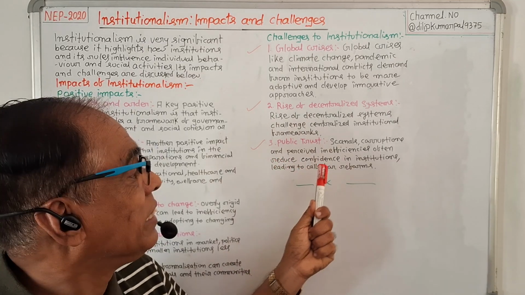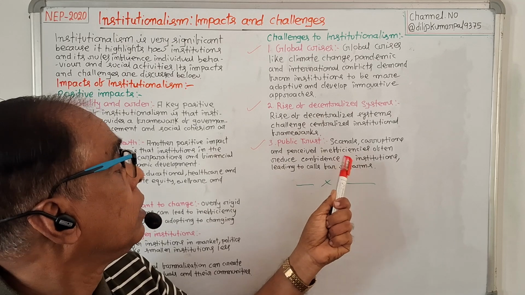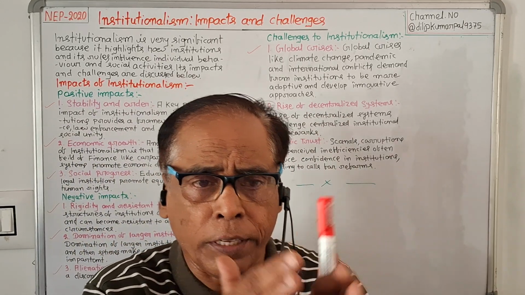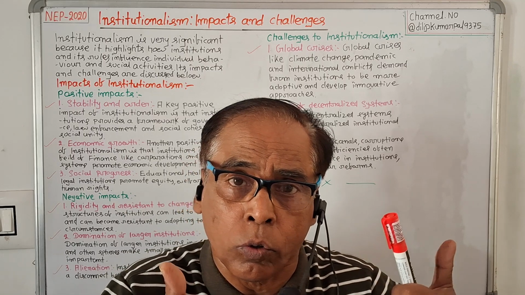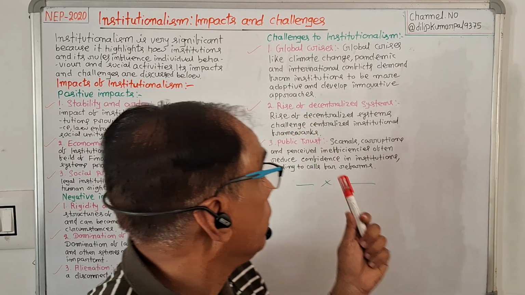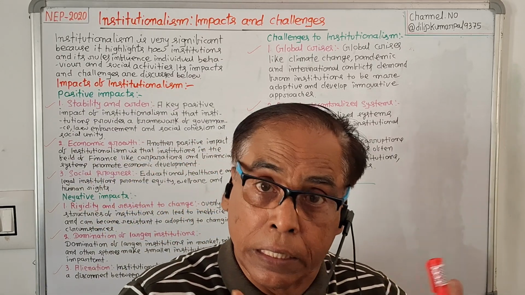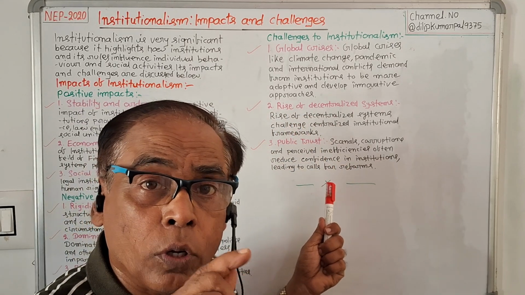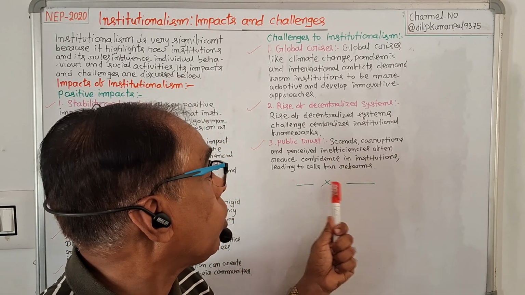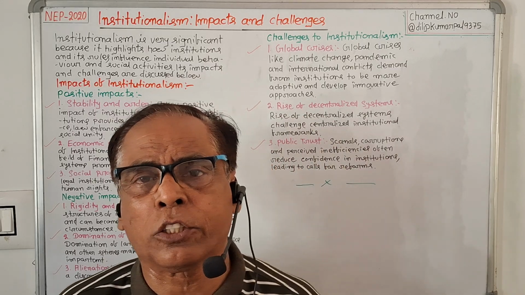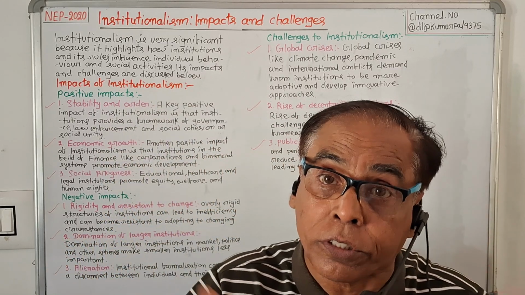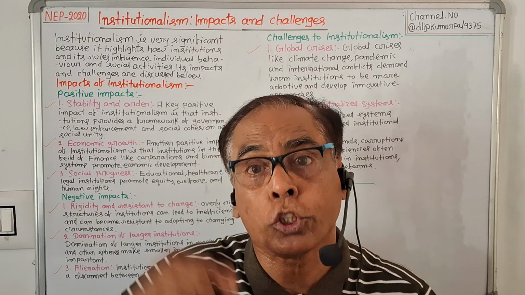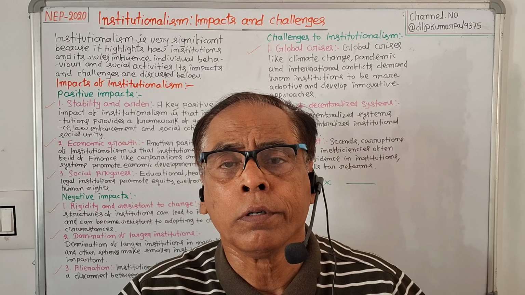Number three, public trust. Scandals, corruptions, and perceived inefficiencies often reduce confidence in institutions, leading to calls for reforms. Another challenge before institutionalism is public trust. With the growing number of scandals, corruptions, perceived inefficiencies, meaning continuous inefficiencies in institutions, the confidence of people in institutions is reduced, leading to calls for reforms. So another challenge for institutions is public trust. Continuous scandals, corruptions, and inefficiency of institutions reduce confidence of people in institutions, and there is demand of people for reforms.